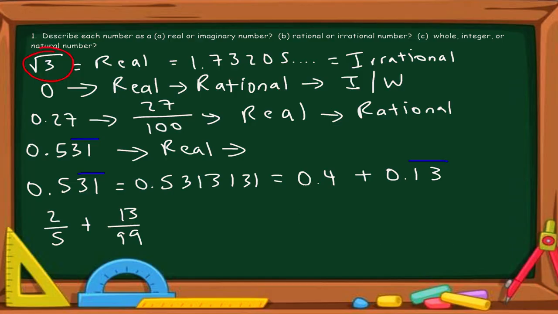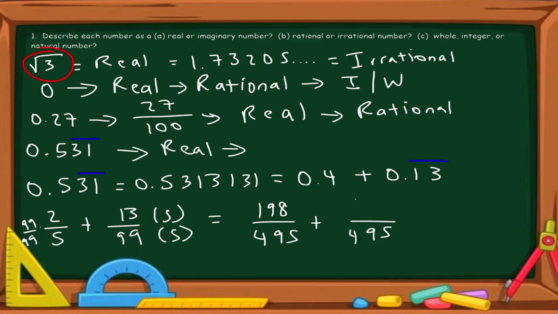I'm going to multiply the first fraction by 99 over 99, and the second fraction by 5 over 5. 2 times 99 is 198. 5 times 99 is 495. And then 13 times 5 is 65. 198 plus 65 is 263.